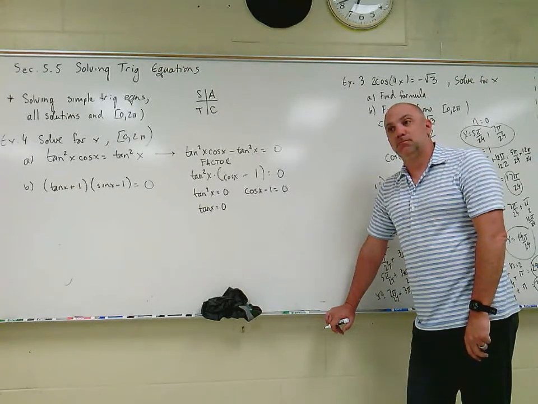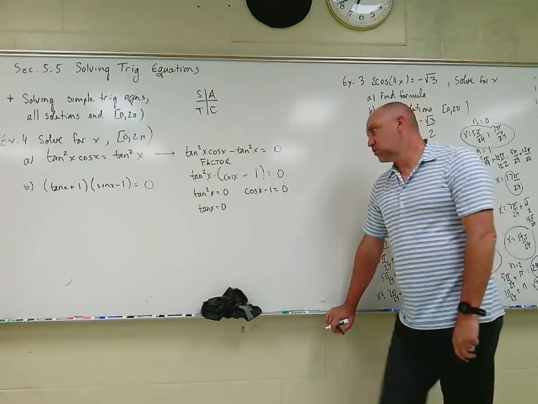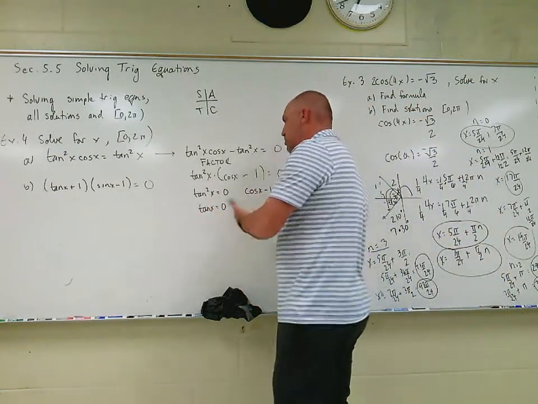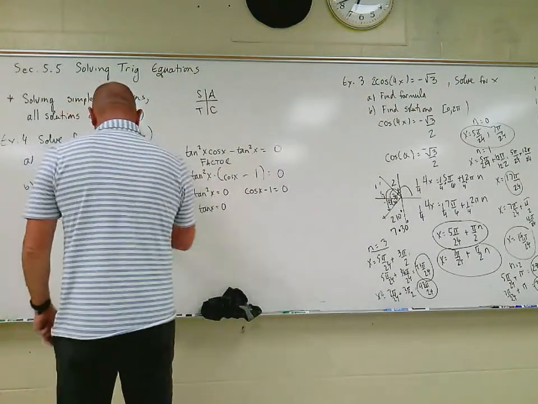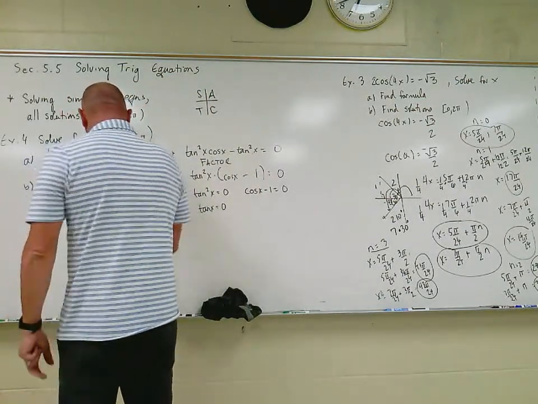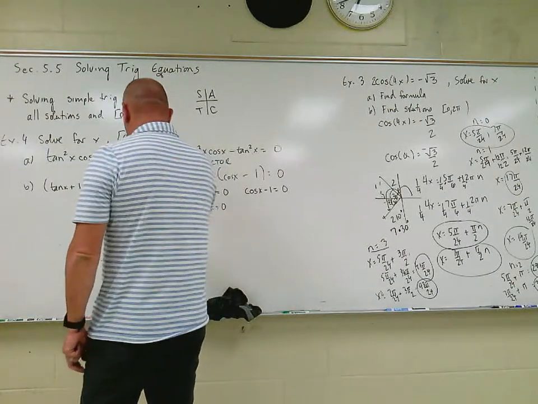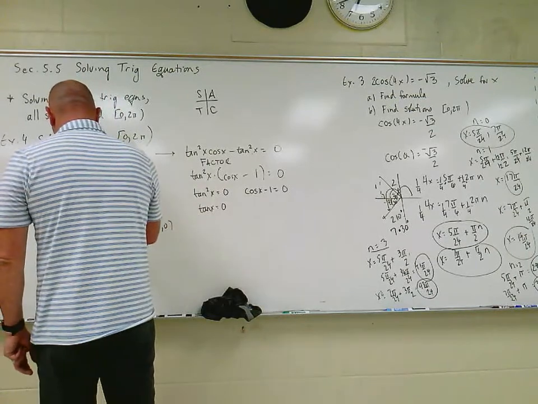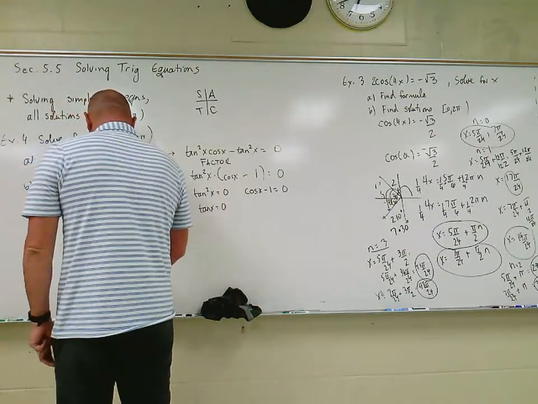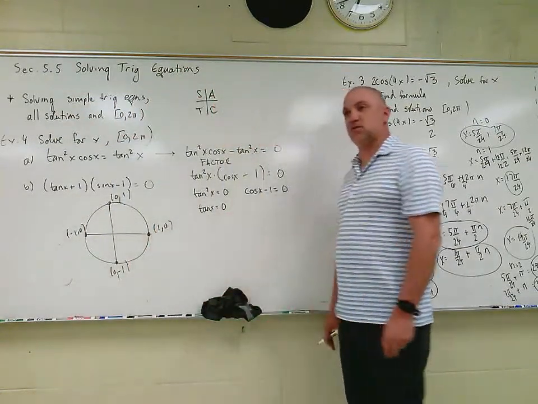Unit circle. These problems you must use unit circle. So you have to ask yourself, when is tangent 0? At what angle? Let me use the unit circle. Well, all I know are these points: (1, 0), (0, 1), (-1, 0), (0, -1). That still doesn't help me know when tangent is 0.